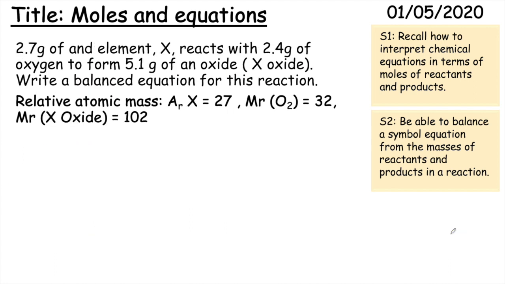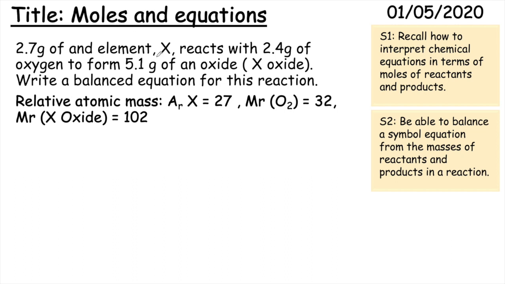So this one here says 2.7 grams of element X reacts with 2.4 grams of oxygen to form 5.1 grams of an oxide, X oxide. Write a balanced equation for this reaction. Now it doesn't actually tell you what X is, but that's not a problem. We can still go through each of the steps and come up with a balanced symbol equation.